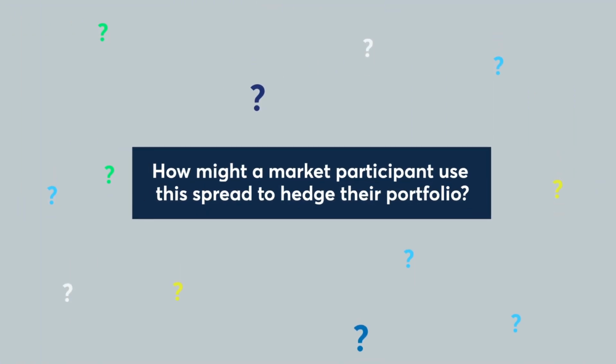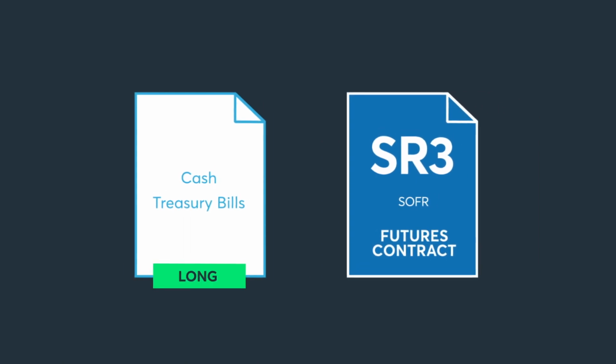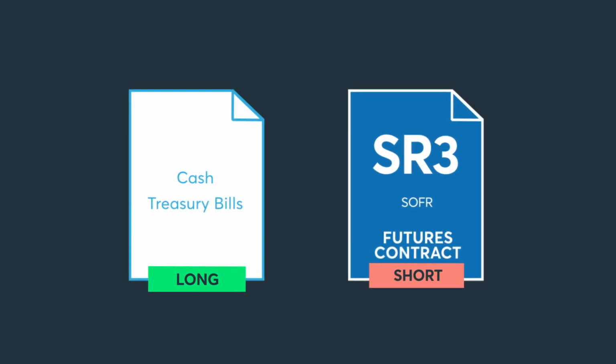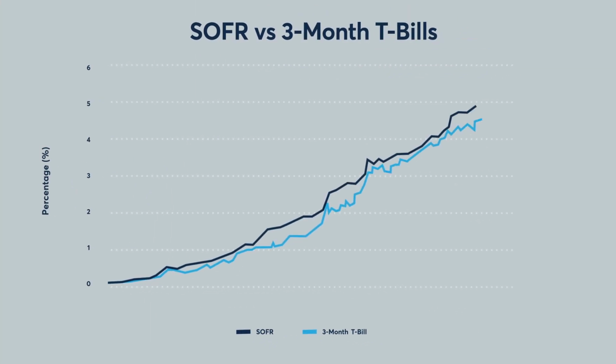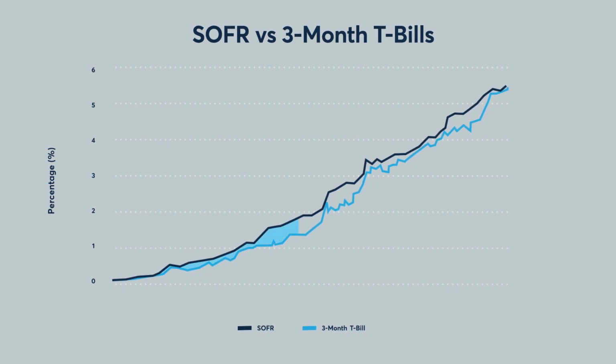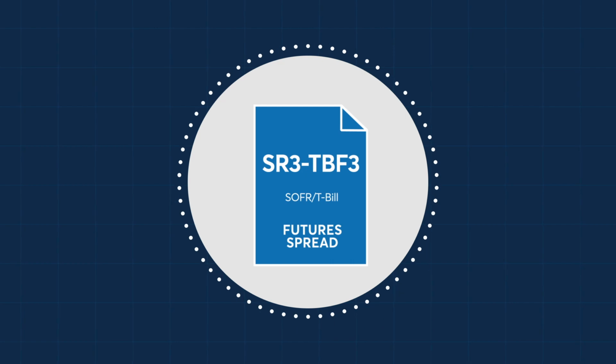How might a market participant use this spread to hedge their portfolio? Consider a portfolio that holds a long position in cash T-bills hedged with a short position in SOFR futures. Despite being partially hedged, this portfolio is exposed to asset swap risk because T-bill yields may respond differently to external market conditions compared to SOFR rates. To mitigate this risk, a market participant can use a SOFR T-bill futures spread to manage potential differences between the two rates. Market participants can also roll the spread trade forward at expiry if they wish to remain hedged.